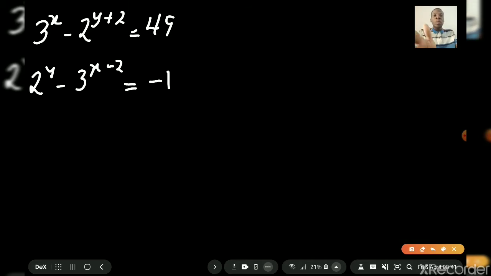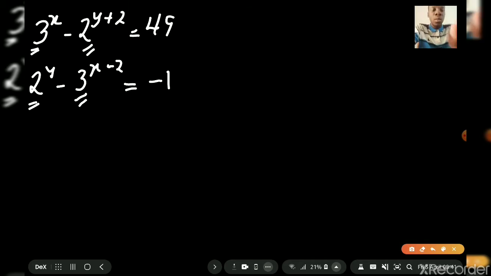Okay, so first I can see a common exponent: 2 raised to the power y, 2 raised to the power y, here and here. I can also see a common exponent: 3 raised to the power x, then 3 raised to the power x. Okay, and because they are not alone, my goal will be to make them stand alone.